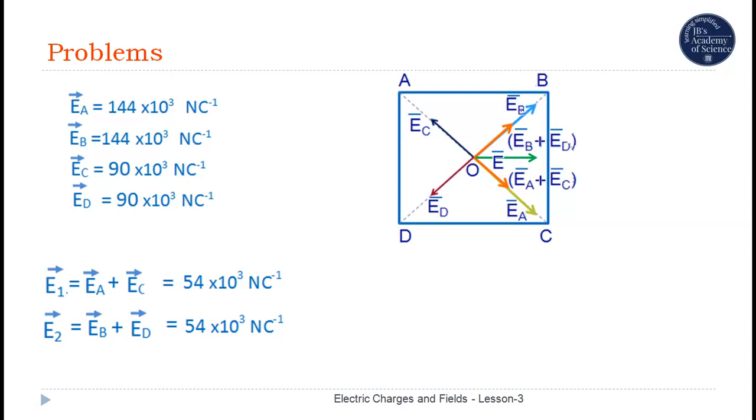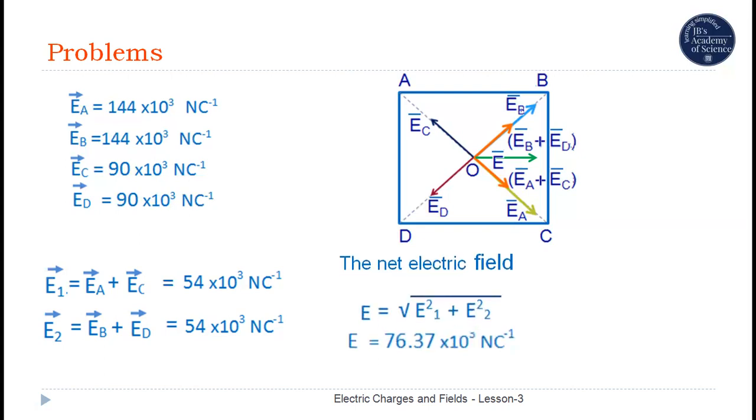Now, we can find the resultant field by applying the parallelogram law of vector addition or using the equation: the net electric field E is equal to root of E1 square plus E2 square. E1 and E2 are perpendicular to each other, so we can use the equation E is equal to root of E1 square plus E2 square, which is equal to 76.37 into 10 to the power of 3 Newton per Coulomb.